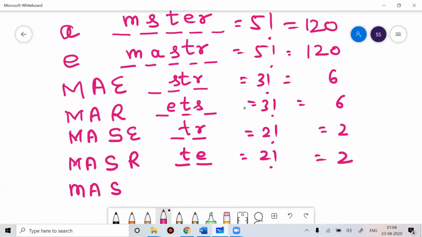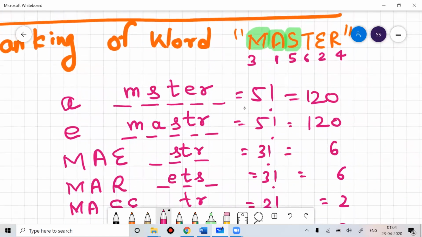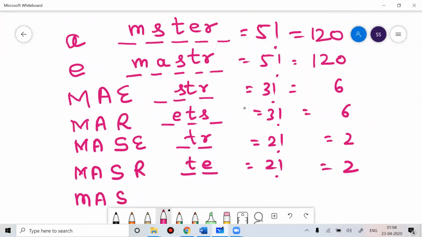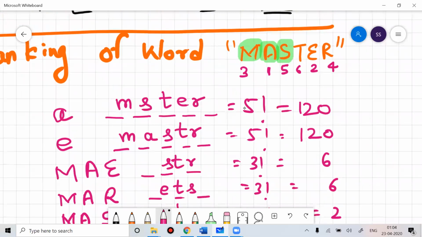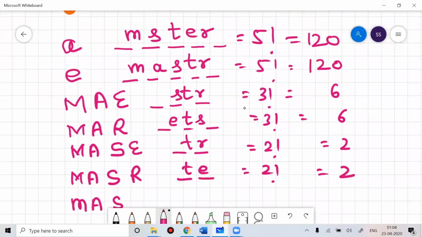Now after MASR, after R, what will come? MASR, master. You want T. After R, what letter will come? After R, S will come. MAS, S is already there. So MAS is there.